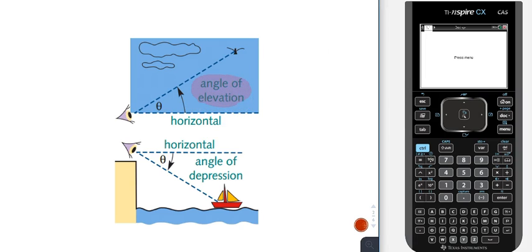If you're looking at angles of depression, you're looking at going down. So you're feeling a little bit depressed, you're feeling a little bit down, you're looking down. So from the horizontal down is an angle of depression. So angle of elevation, angle of depression.